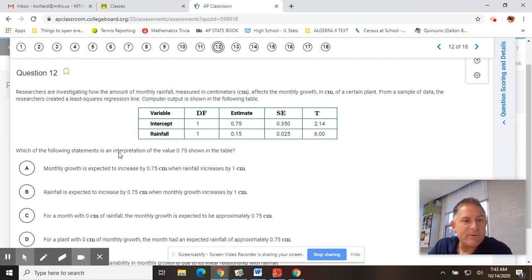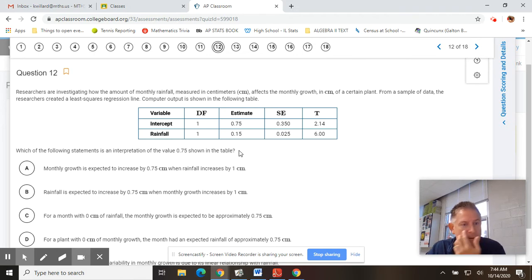All right, which of the following is an interpretation of 0.75? Well, 0.75 is the intercept. Sometimes, remember, the intercept is meaningless, but in this case, let's think about what it would mean. An intercept is (0, 0.75). So that would mean, based on our model, that when it doesn't rain any in a month, the plant tends to grow 0.75 inches. So without any rainfall, the plant tends to grow 3/4 of an inch.